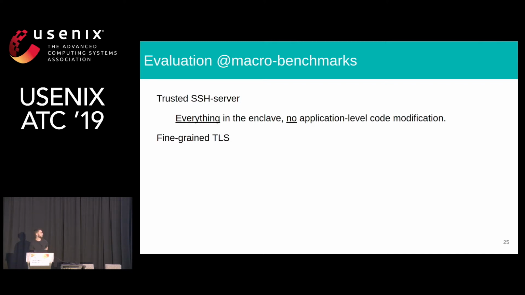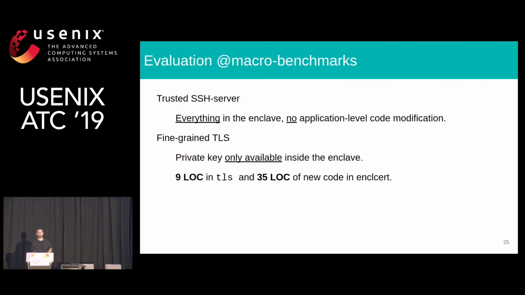So we took the standard TLS package in Go and decided that the private key and all the operations on it should be inside the enclave. And to do that, we only needed 9 lines of code inside the TLS package and 35 lines of extra code. But most of it is actually just API code to let you decide between trusted and untrusted execution. And the performance for that was 88% of native throughput in terms of handshakes. So pretty good. And finally, we thought, OK, what if you have trusted execution environments in mind when you actually write your application?